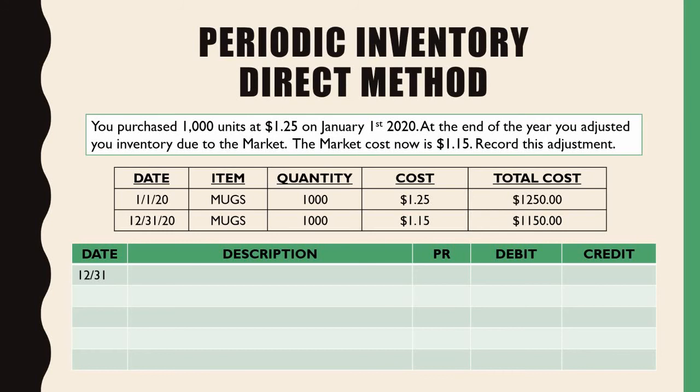So here, right, this example here, you purchase 1,000 units at $1.25 on January 1st of 2020, okay? However, at the end of the year, you are adjusting the inventory, right, due to the market, all right? So the market tells you that it costs now $1.15. So record this adjustment.